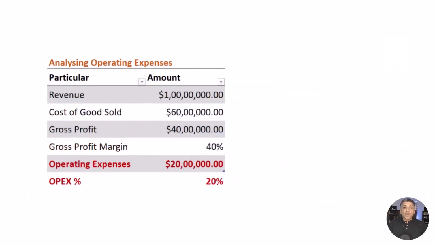Fourth, analyzing the operating expenses. The operating expenses for company XYZ were $2 million in 2022, which means the company spent $2 million on running its business, such as salaries, rent, and supplies. We can compare this figure to the company's revenue and see that the operating expenses ratio is 20%.